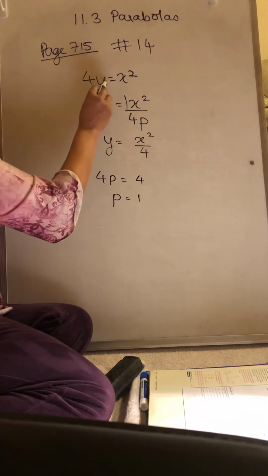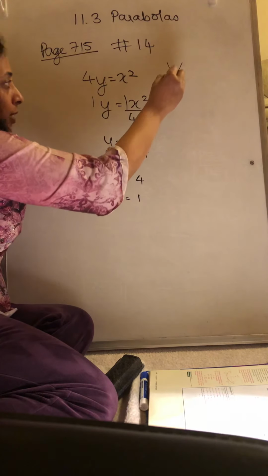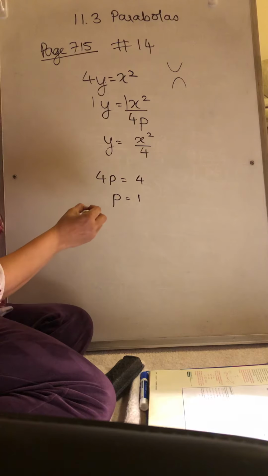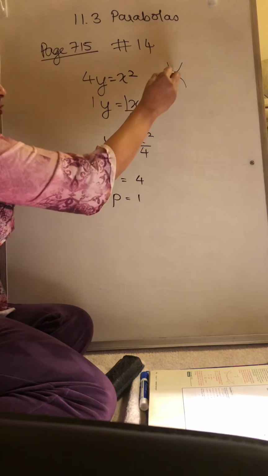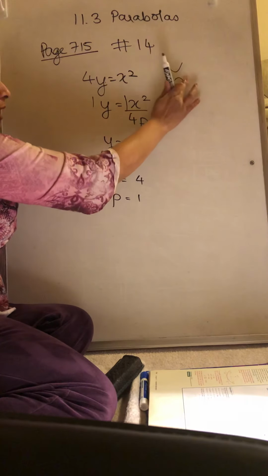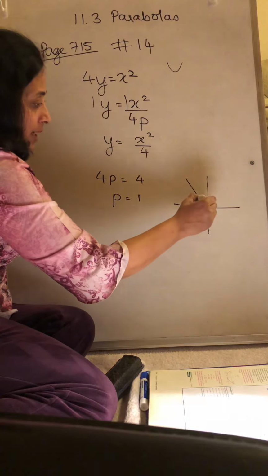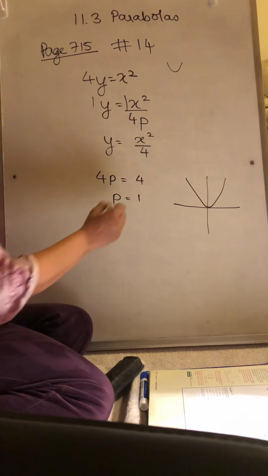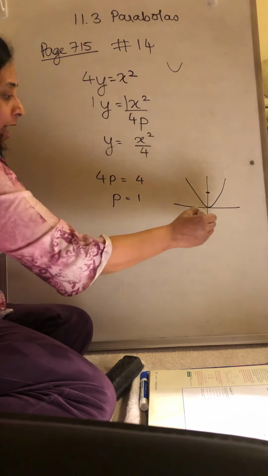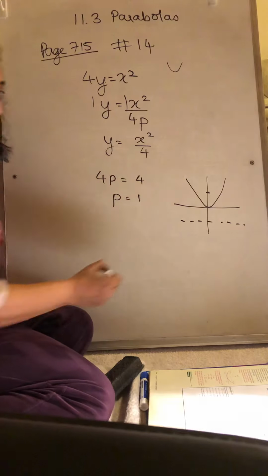Now y is linear, x is quadratic, so I know it's either up or down. The denominator, 4, is positive, which means I know it is opening up. Since it's opening up, the vertex is always here. I know the focus is here and my directrix is here.